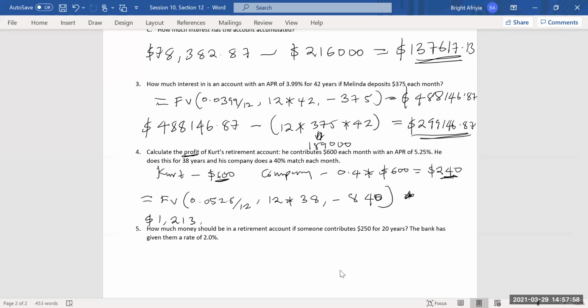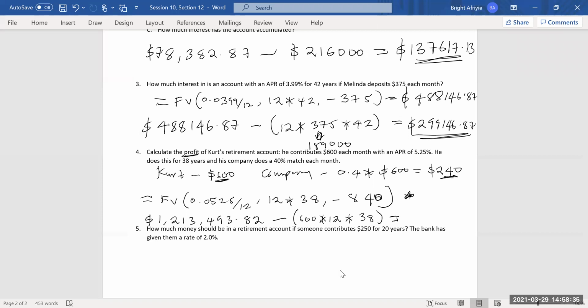1,213,493.82 minus Kat's contribution. So Kat's contribution is going to be 600 times 12 and then by 38. Okay, so do that subtraction. And that will be the profit for Kat. All right. So we are not talking about interest. We are talking about profit because what his company contributes is a profit for him, right?